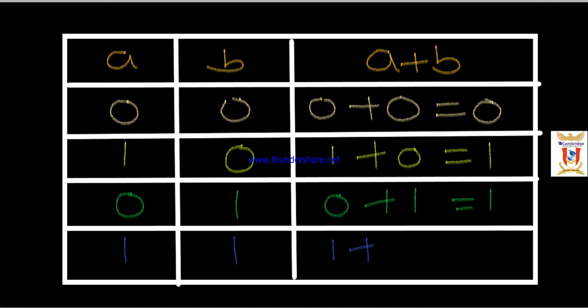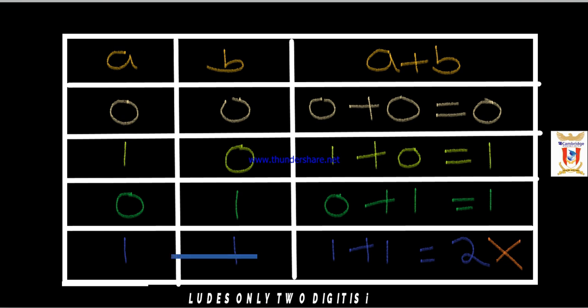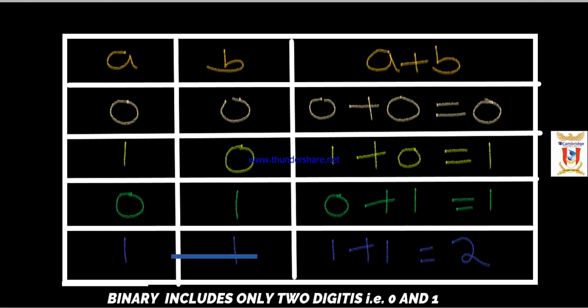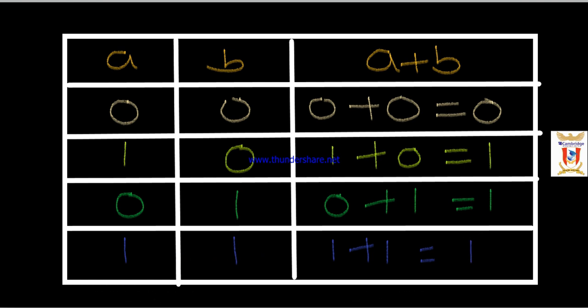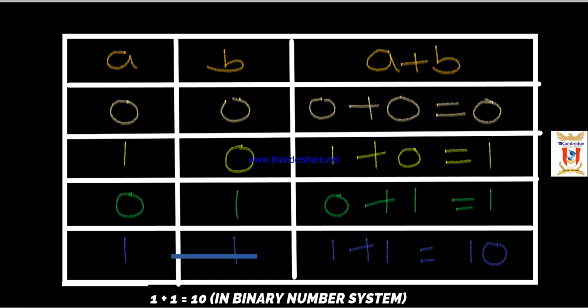So, let's take a minute here. As we know, binary digits have only 0 and 1. So, if I write 2 here, it will be considered wrong because binary doesn't include any number except 0 and 1. So in that case, the answer becomes 10. Keep this in mind that 1 plus 1 in binary is always 10.